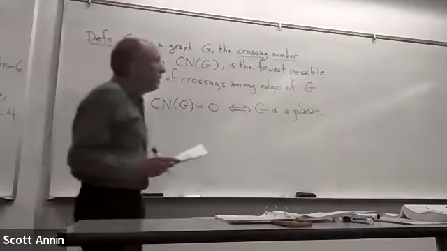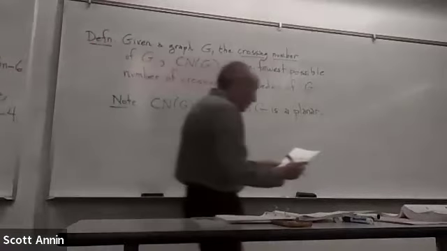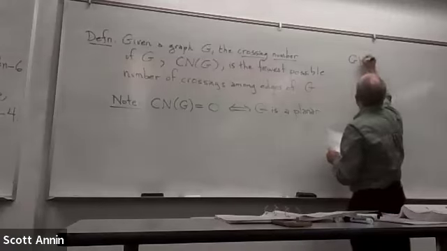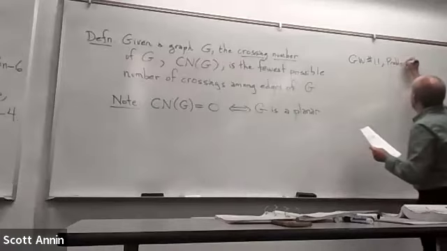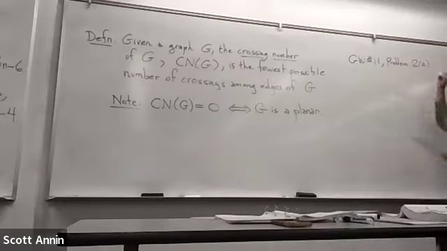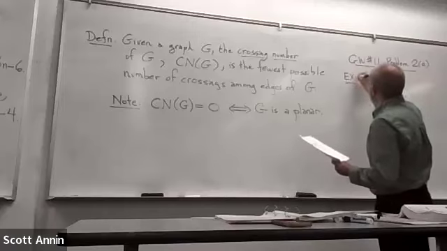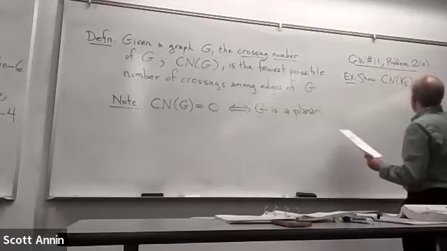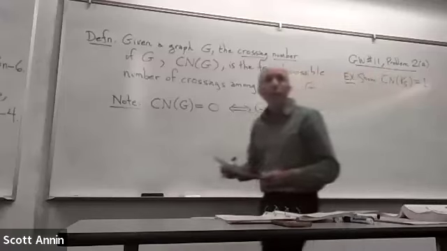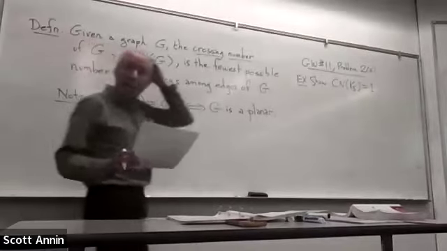So what this group work problem says, on group work number 11, problem 2A, is to show, and we'll just do this as an example, that the crossing number of K5 is 1. And also for K33, but let's start with K5.